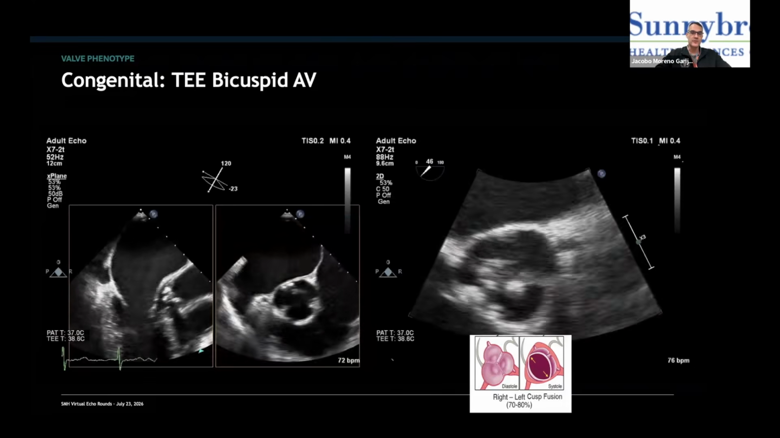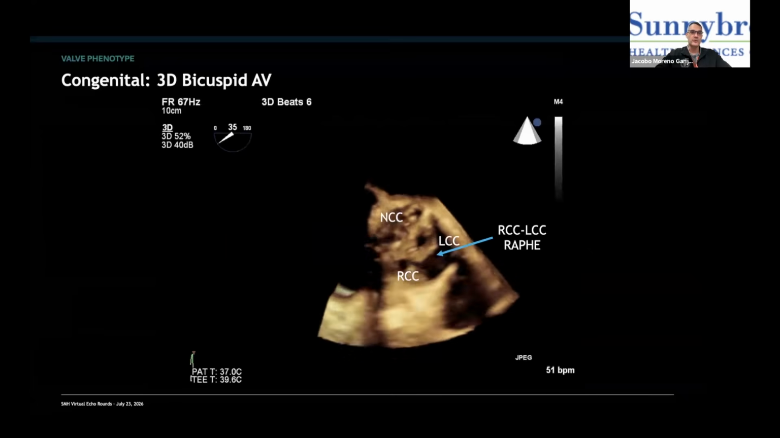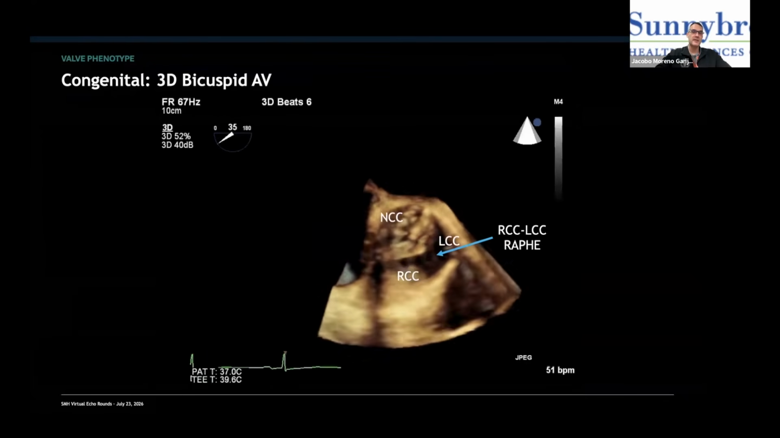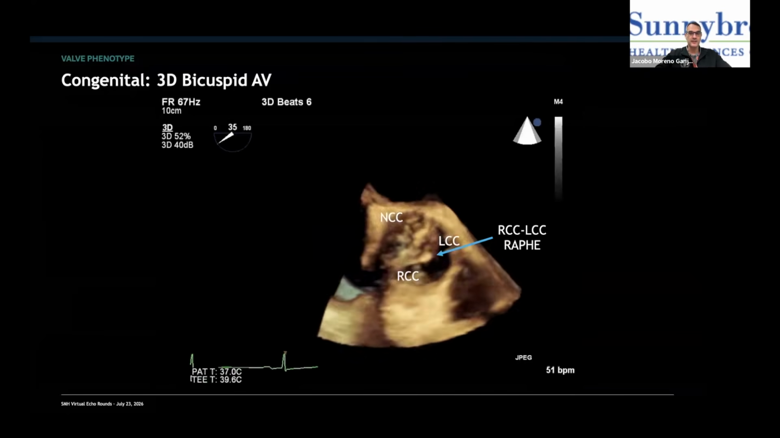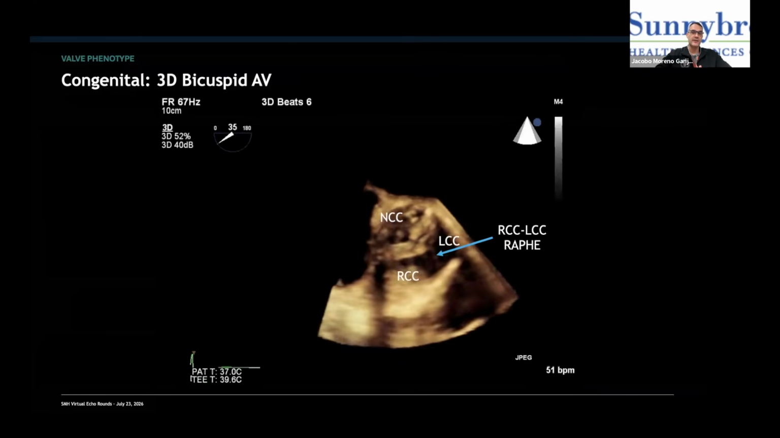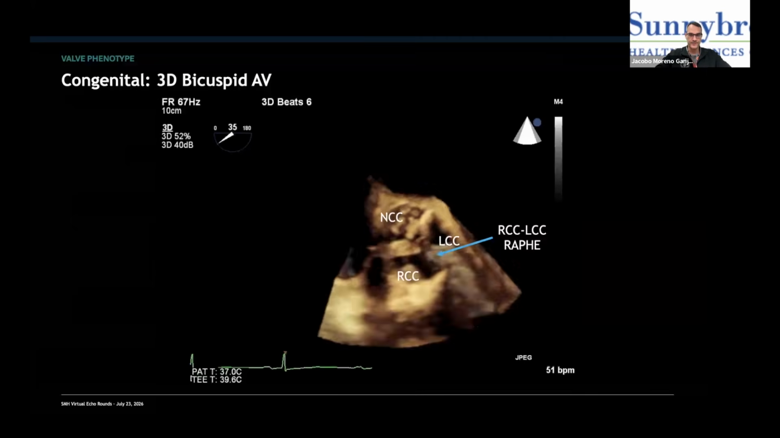The other thing that we can do to get a little bit of a better approach to anatomy is to use 3D echo. Sometimes it may be challenging because you have a lot of calcium, but if you know how to crop the valve, decrease your gain a little bit, and optimize your image, it can give you a very good idea of what's going on with that valve.